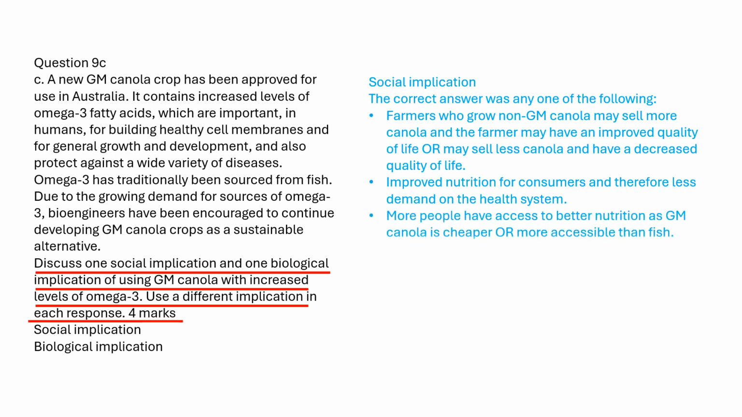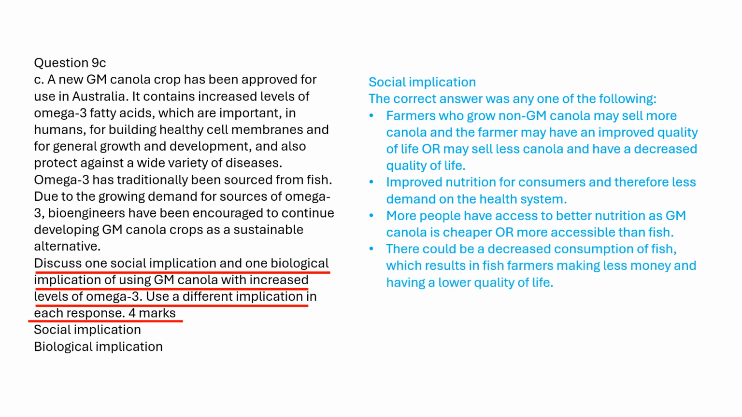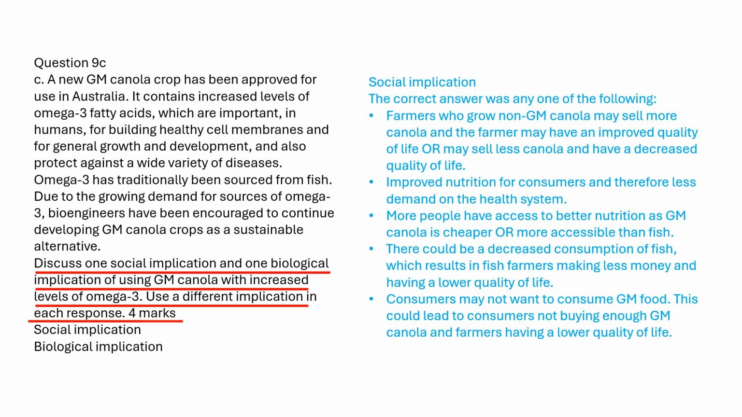More people have access to better nutrition, as GM canola is cheaper or more accessible than fish. There could be a decreased consumption of fish, which results in fish farmers making less money and having a lower quality of life. Consumers may not want to consume GM food. This could lead to consumers not buying enough GM canola and farmers having a lower quality of life.